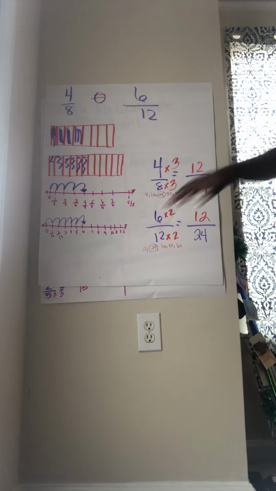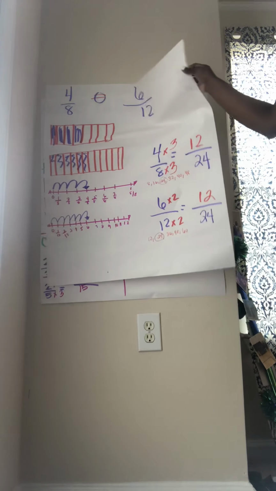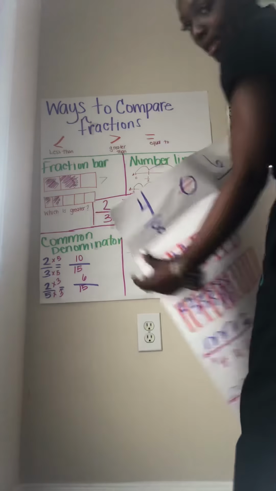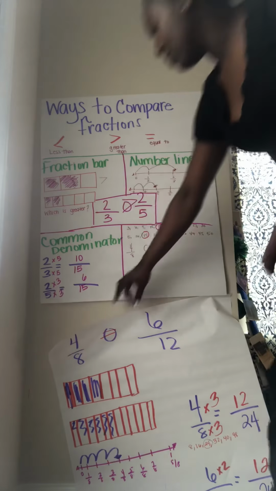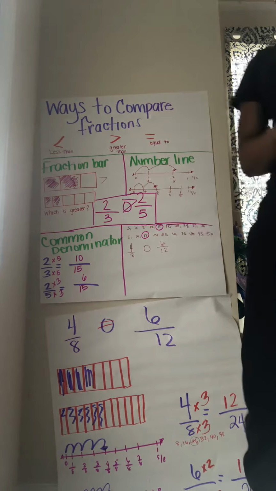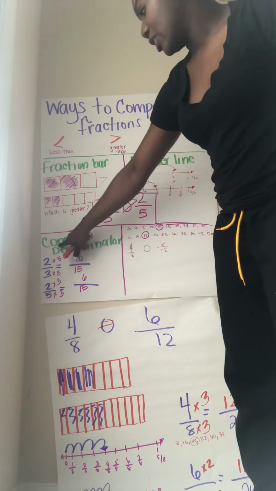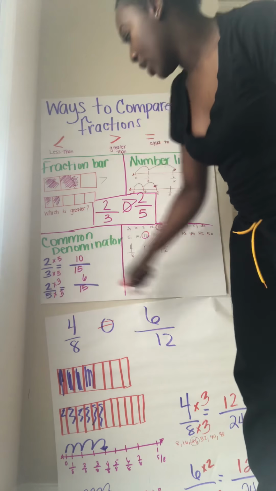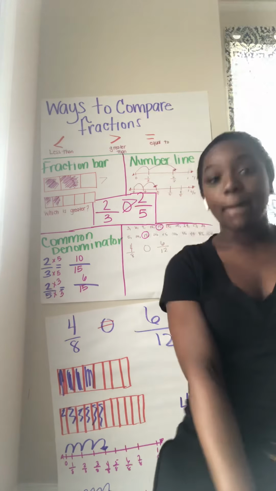All right, guys. Again, here are my strategies that you can use in order to compare fractions. You may use fraction bars. You may draw it out, you may use a number line to actually see how many hops, skips, and jumps it gets, or you can just simply change the unlike denominators to a common denominator by multiplying and see which numerator is the biggest or the smallest.